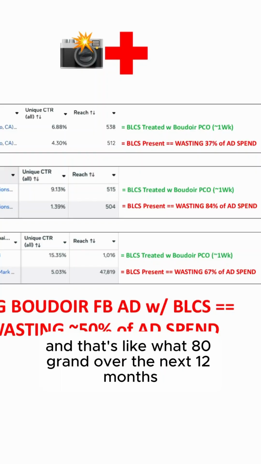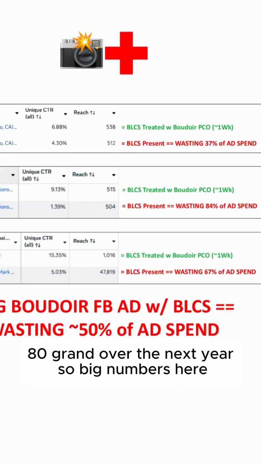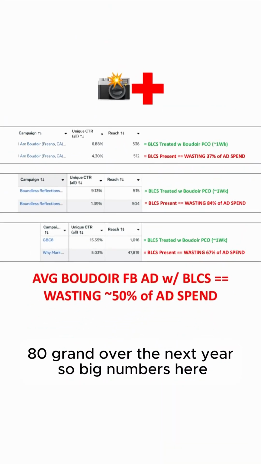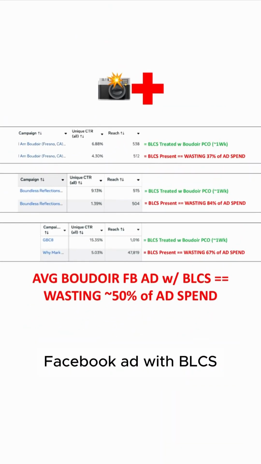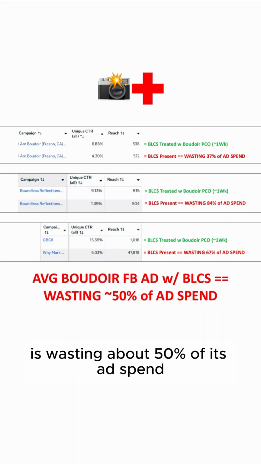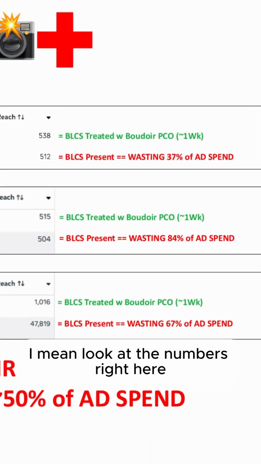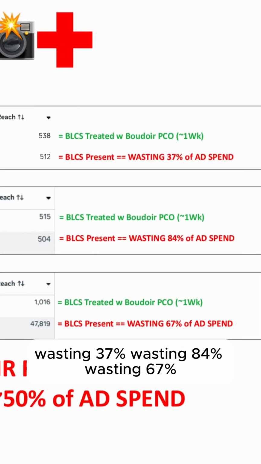And that's like what, 80 grand over the next 12 months, 80 grand over the next year. So big numbers here. Now the average Boudoir Facebook ad with BLCS is wasting about 50% of its ad spend. I mean, look at the numbers right here. Wasting 37%, wasting 84%, wasting 67%.